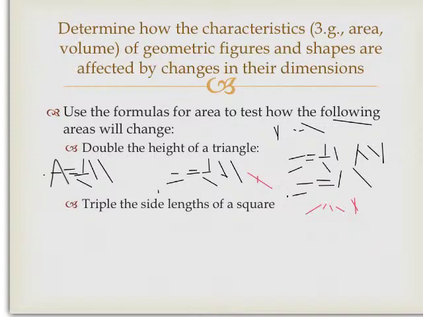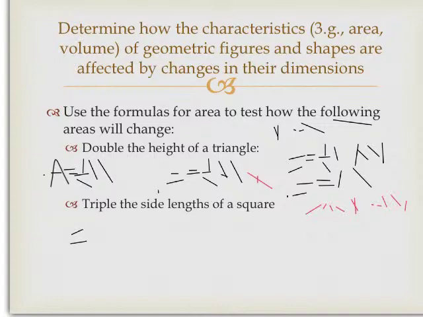So when I double the height, I double the area. You say, well, duh, couldn't you have seen that coming? Well, yeah, I suppose. But now how to answer a question like this, where maybe it's not as obvious. Because tripling the side length of a square is not going to triple the area.